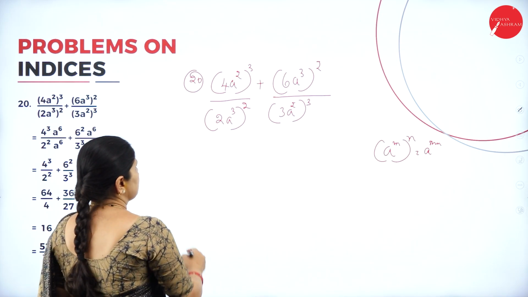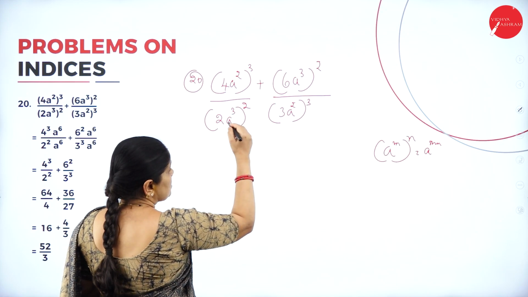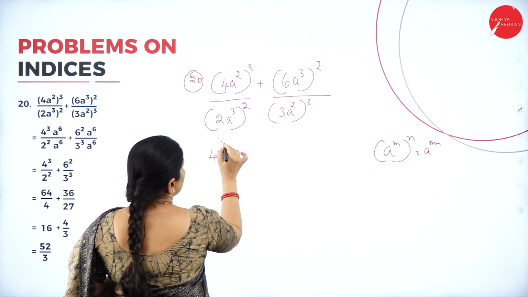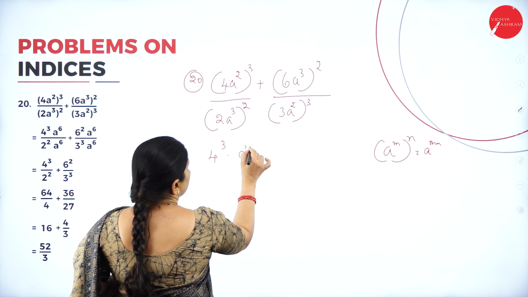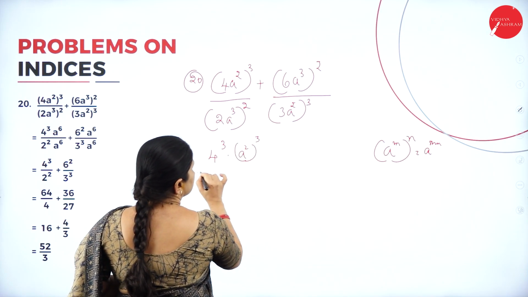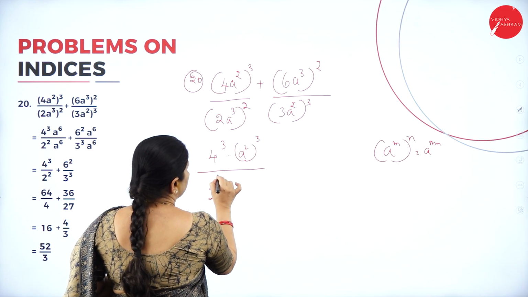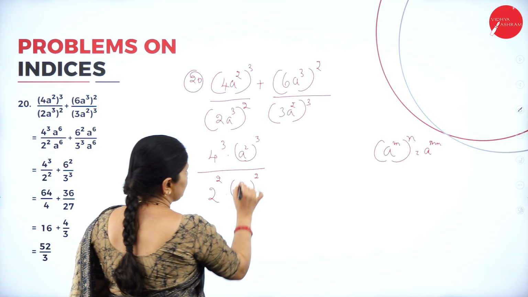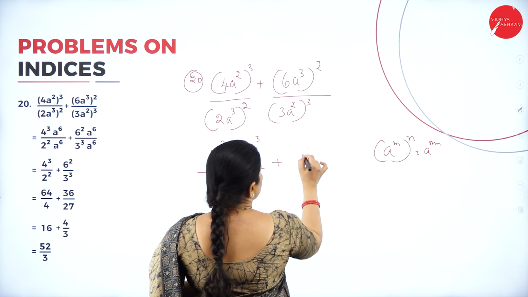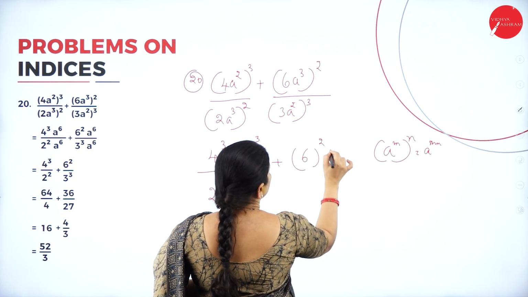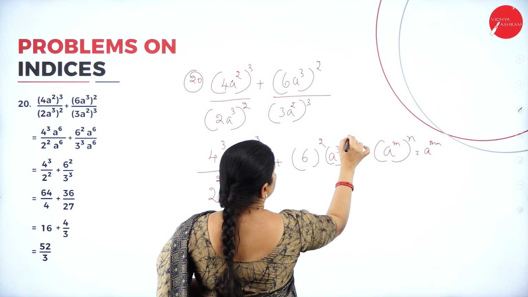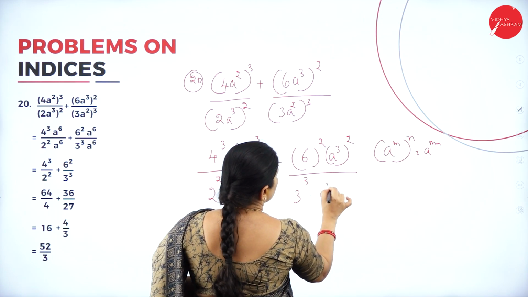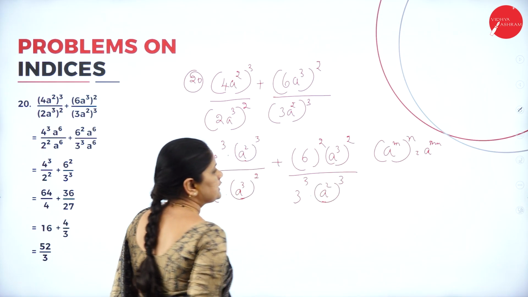So, I will write here. So, (4a square) raised to the power 3. So, this will be equal to 4 to the power of 3 into (a square) to the power 3 and 2 to the power of 2 into (a cube) to the power 2 plus 6 to the power 2 (a cube) to the power 2 divided by 3 cube into (a square) to the power 3.